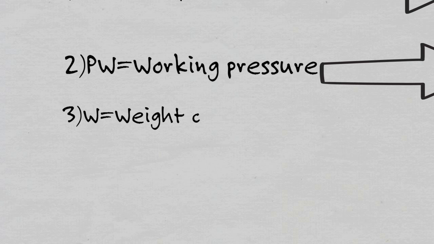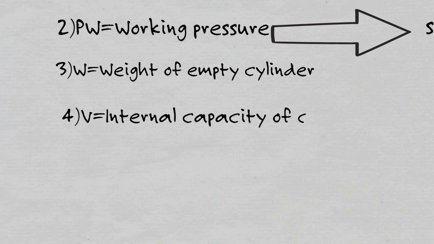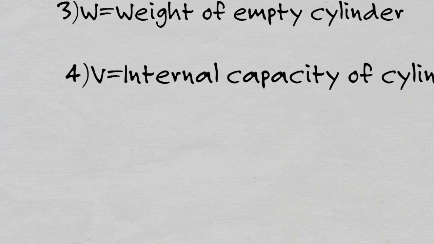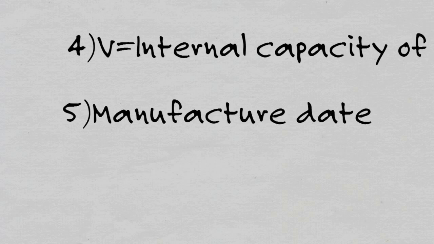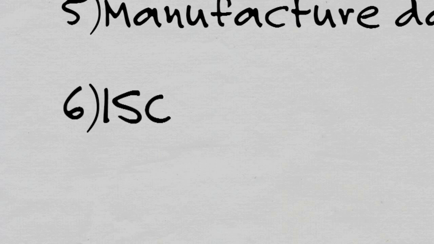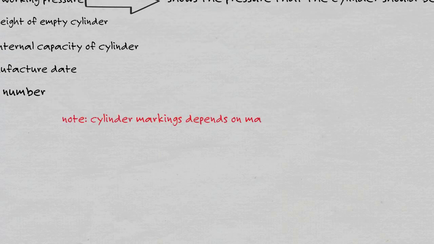W is the weight of the empty cylinder, that is without the oxygen filled up, and V stands for the internal capacity of the cylinder and is the volume inside. It is then followed by the manufacture date of the cylinder and then the ISO number. So, these are the common cylinder markings.